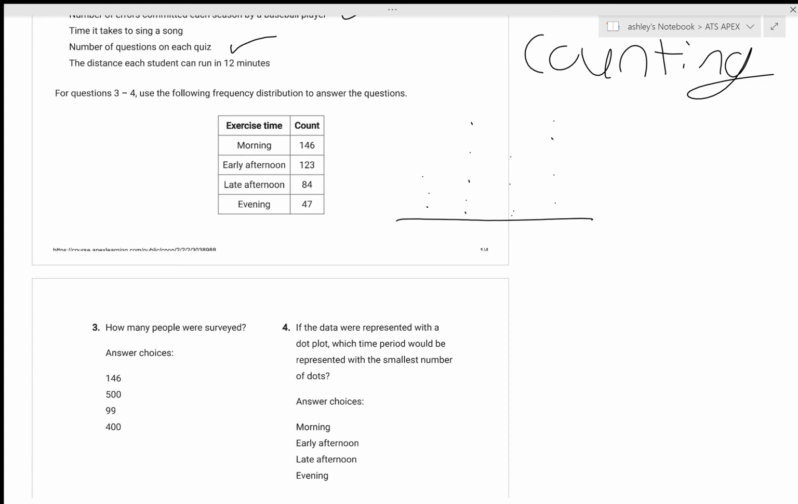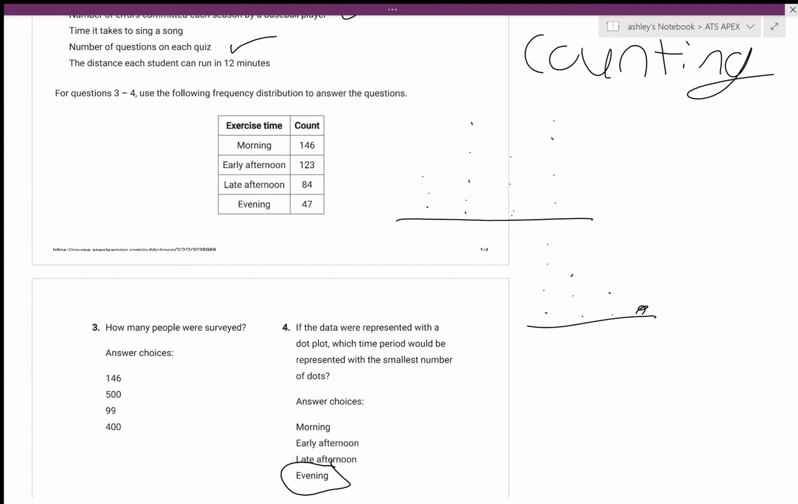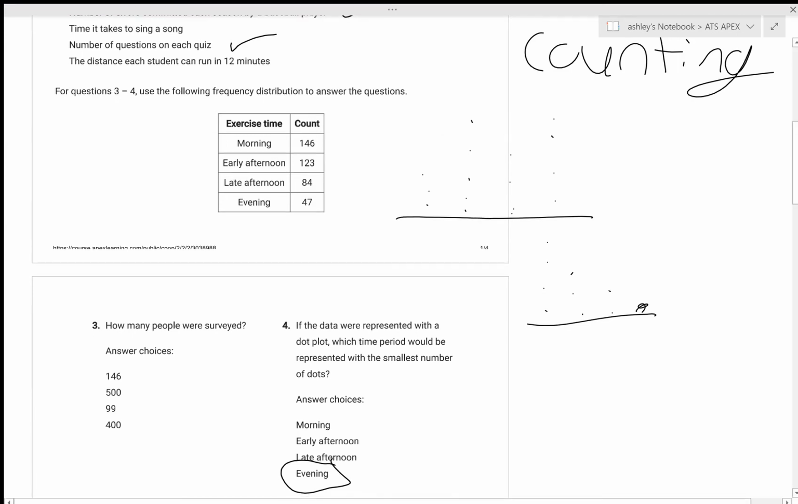Morning's at 146, early afternoon is 123, late afternoon 84. Oh, and look, evening's 47. So 47 would be the smallest. So evening would be the smallest. It's just the lowest number. If it asks about the tallest, that's the biggest number. Tall, big, shortest, small. Okay.